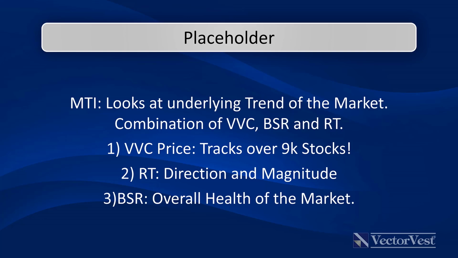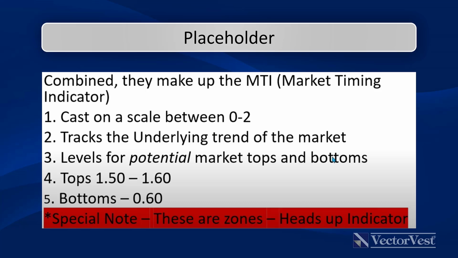Now let's dive a little bit more into the technicals and what levels we should be paying attention to. Again, these attributes, when they are combined, make up the MTI, the market timing indicator. It's cast on a 0 to 2 scale, tracks the underlying trend of the market, and shows levels for potential market tops and bottoms. That is key, and that's what this whole presentation is going to be about. It gives us a sense of market direction and where the market is more likely to go. Historically speaking, the top level, an overbought market situation, is usually around 1.5 to 1.6, while the market typically looks for a bottom around 0.6.